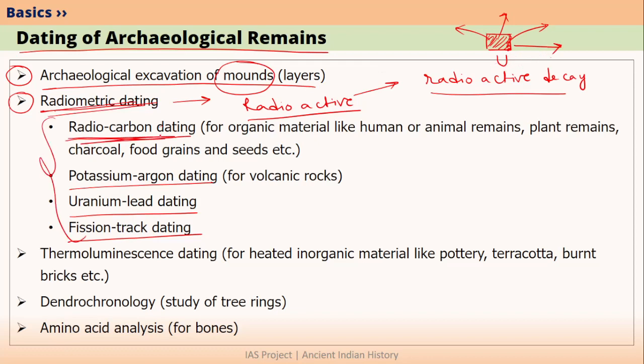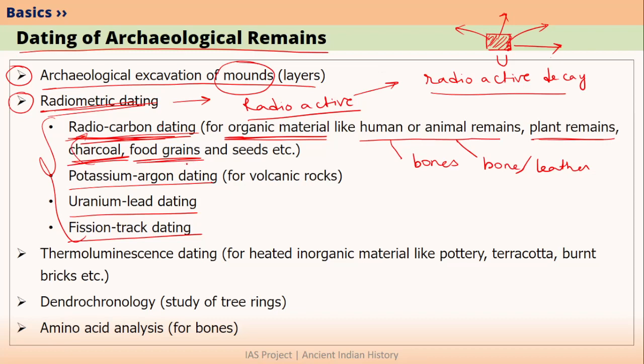Let's try to understand radiocarbon dating. This is very important. Radiocarbon dating can be used only for organic material that comes from human, animal and plant remains. For example, from human sources, it can be human bones. Similarly, animal bones also, or leather. Plant remains, for example, dead trees. Burnt wood is nothing but charcoal. You can date charcoal also using the radiocarbon dating method. Similarly, burnt food grains can also be dated. Seeds can also be dated, and other plant and animal remains can also be dated using this technique.